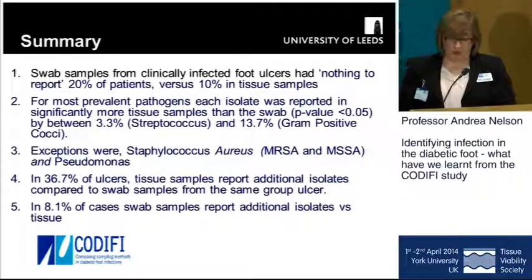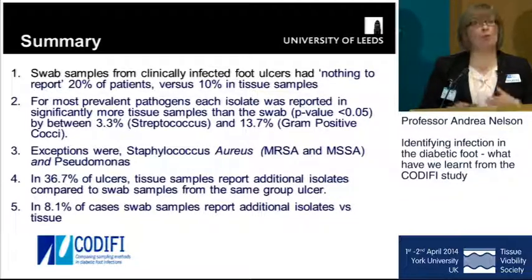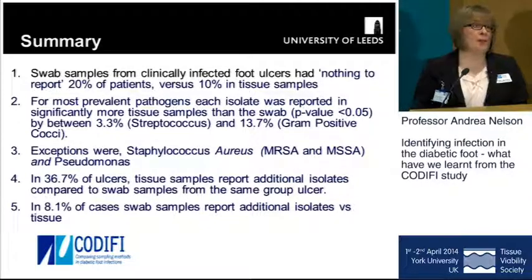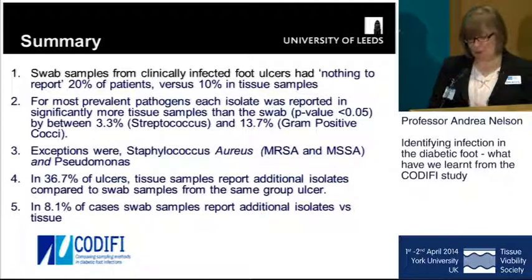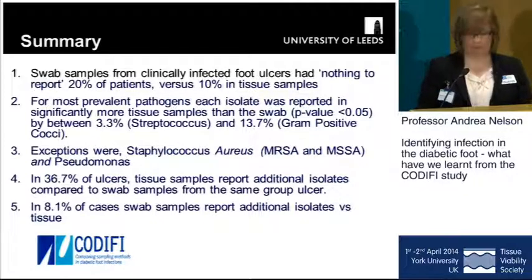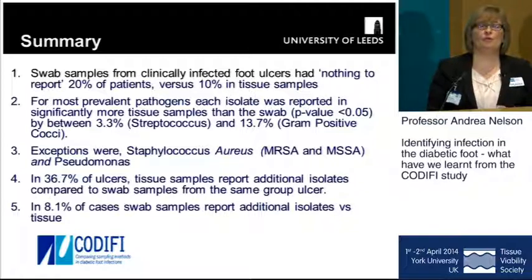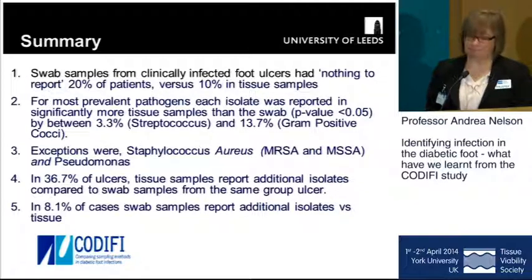In just over a third of ulcers, tissue samples reported additional isolates, whereas in 1 in 12 samples, swabs reported additional. So you see, it's not simply the case that tissue always gives you more. In a small number of people, swab also gives you more information as well.